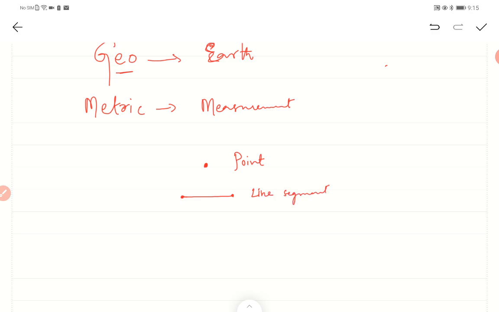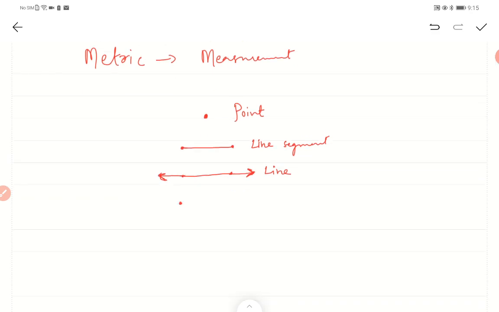Okay, and a line can be drawn from the line segment by just extending it with arrow marks. Okay, this is called a line. The line segment with arrows, you simply call it a line. Okay, so after that you'll study about ray. A ray is when the line is coming from a point in only one direction. You call this a ray.